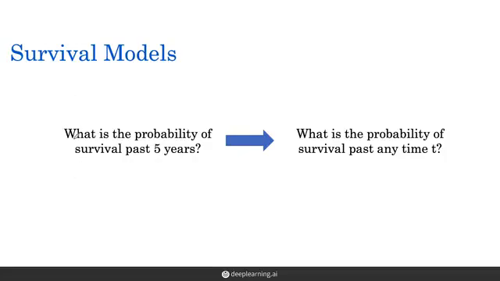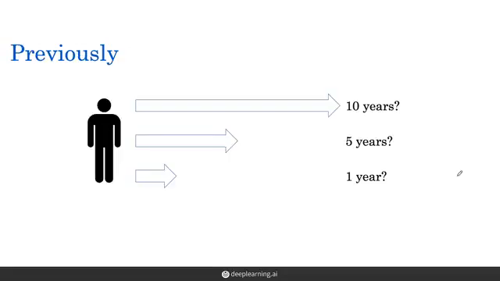Survival models are going to extend that question to say, what is the probability of survival past any time t? So this is not just 5 years, but any time t could be 1 year from now or 10 years from now. And the key trick here is that earlier, if we wanted to build a model for a different time horizon, let's say we didn't care about 5 years anymore, but we cared about 10 years or 1 year, we'd have to build 3 separate models for the patient.